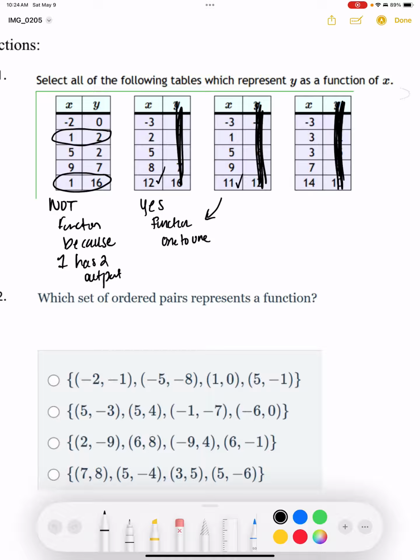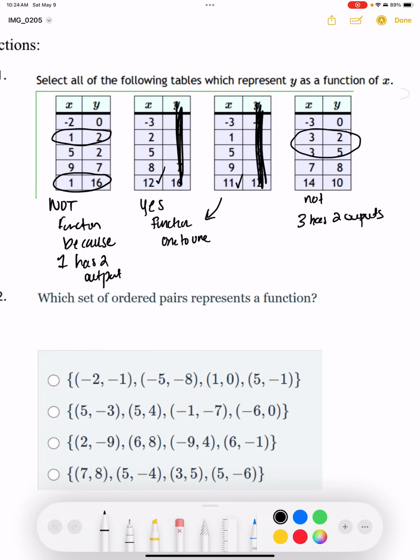And for the last table, the problem here is the 3s, the positive 3s. Let's look if they have a different pair, and they do have different partners. If they had the same partner, then it'd be fine. But no, not a function. Same reason as the first one, because 3 has 2 outputs.